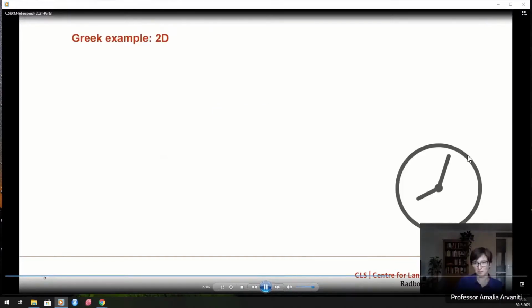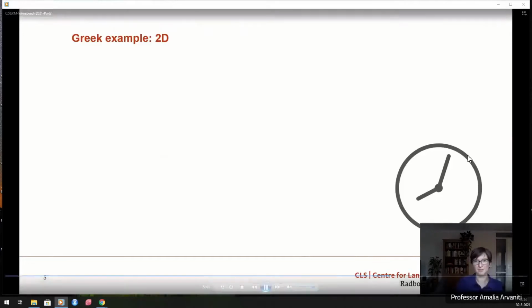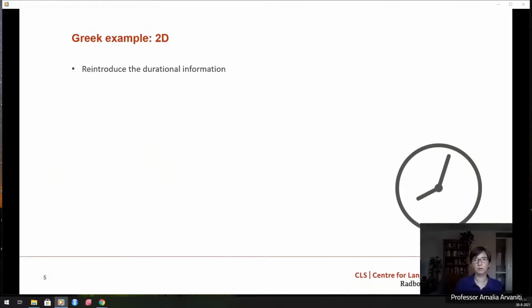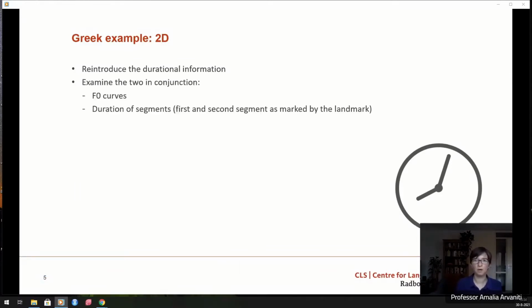Okay, so now that we've looked at one-dimensional FPCA, we're going to look at two-dimensional FPCA. So what we're going to do here is reintroduce the durational information. We're not only going to look at F0 curves, but also the duration of the segments, from the start to the landmark and from the landmark to the end.